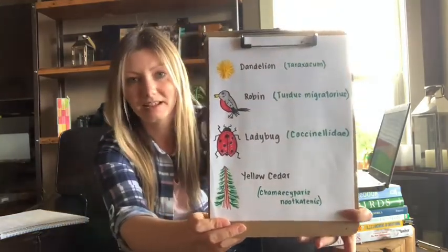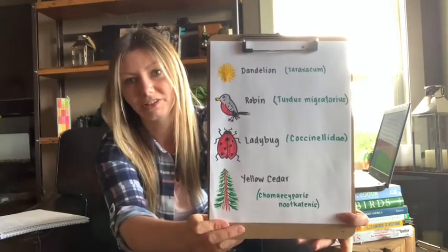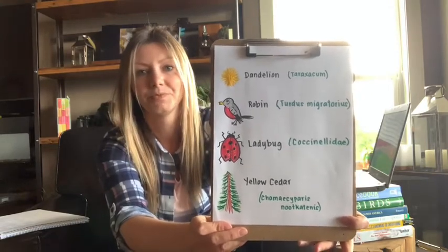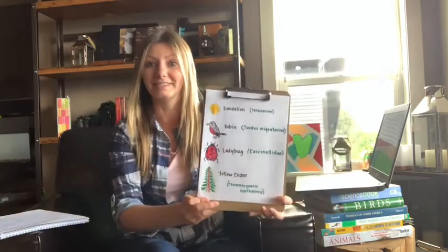But the main thing is that you get the idea that every plant and every animal has a common name and a scientific name, just so that you know the difference and you know that both of those exist.